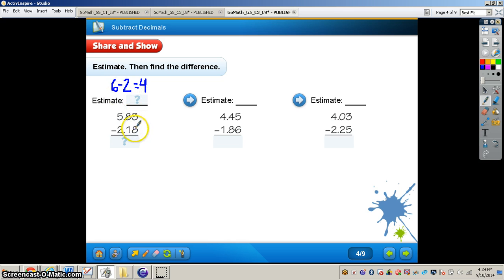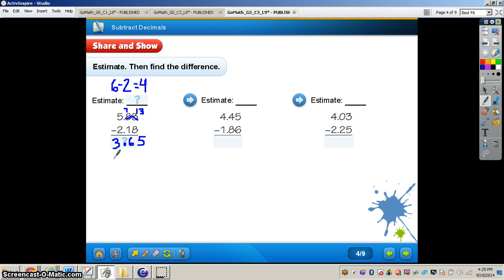Okay, you cannot take 8 hundredths from 3 hundredths, so we need to regroup. Make that 8 into a 7. Change that 3 hundredths into 13 hundredths now. 13 minus 8 is 5. And now 7 minus 1 is 6. Bring the decimal point down. 5 minus 2 gives me 3 for 3 and 65 hundredths.